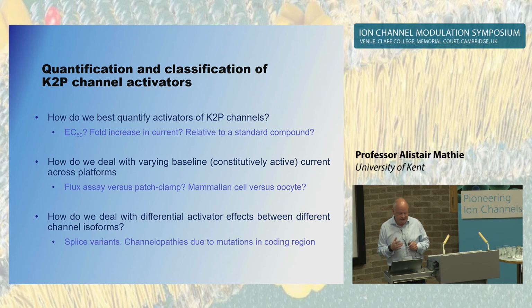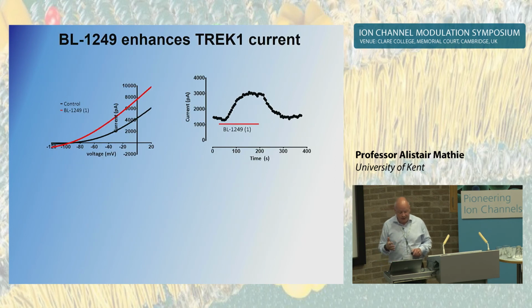And I think this, particularly for a leak current or a constitutively active current, becomes an additional problem, if you like: how do we deal with varying baseline constitutively active current across platforms? So you might have a different level of constitutive activity, baseline activity, in a flux assay versus a patch clamp assay, or in a mammalian cell versus an oocyte. And how do we deal with different activator effects between different channel isoforms? So splice variants of the same channel, or, in the examples I've shown you, channelopathies due to mutations in the coding region. And I'll just give you one example of the problem as I see it.